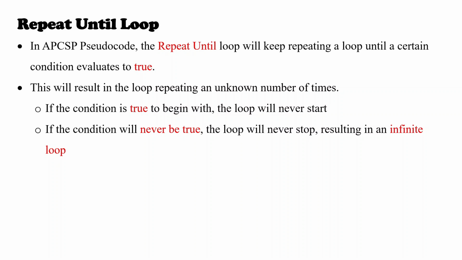So the repeat until just keeps repeating a segment of code until a condition is true. Some things to note here. If the condition is true to begin with, the loop will never start, right? If the condition is true, the loop will never start. And if the condition will never be true, the loop will never stop. And if the loop never stops, we have something called an infinite loop. Okay? So an infinite loop results in the condition never being true, the loop never stops. And that will crash our program if we have that anywhere in our code.